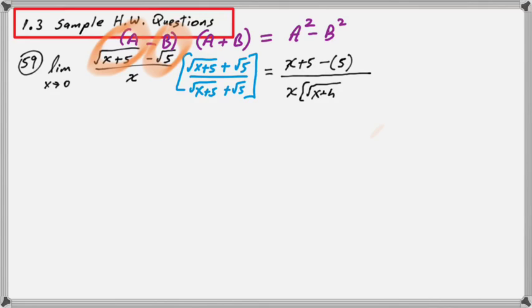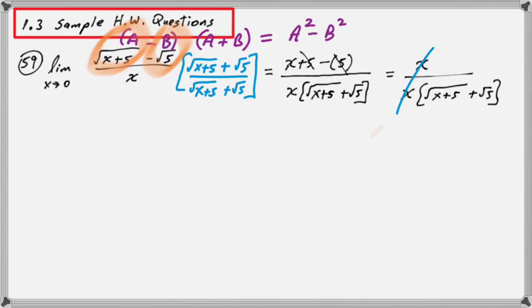On the bottom, or the denominator, you have a bunch of stuff: radical x plus 5, not h, plus radical 5. If you simplify the top, I think 5 minus 5 adds to 0. So you have this, where the x's could cancel. Now what's left is 1 over radical x plus 5 plus radical 5.